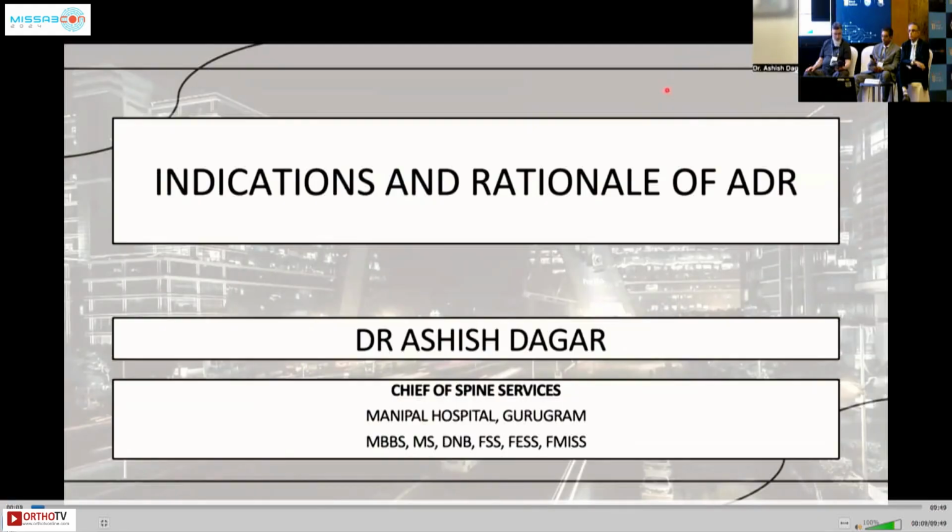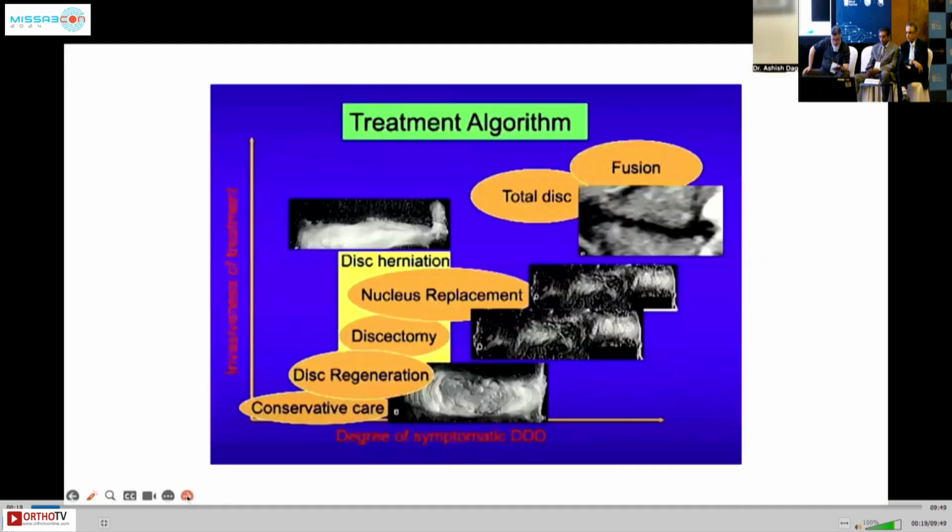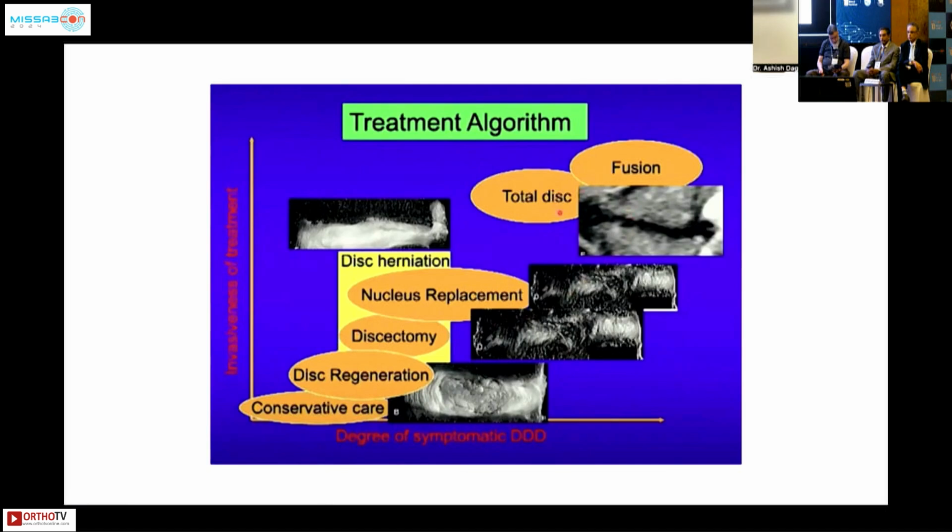I am Dr. Ashish Dagar, and today I will be discussing indications and rationale for artificial disc replacement, particularly in lumbar spine. In cases of degenerative disc disease, we usually start with conservative management, and if it fails, then we go to different modalities. As the symptoms progress and the patient is not cleared with these interventions, we end up with the option of only two things. Either we go for fusion, or there is an option of a total disc replacement in such types of cases.